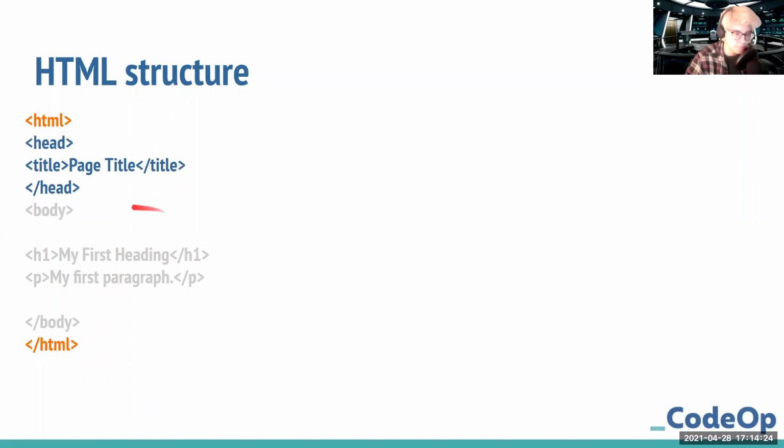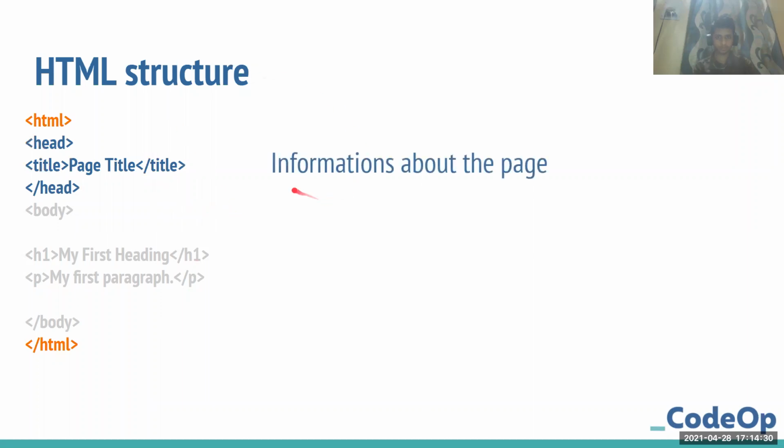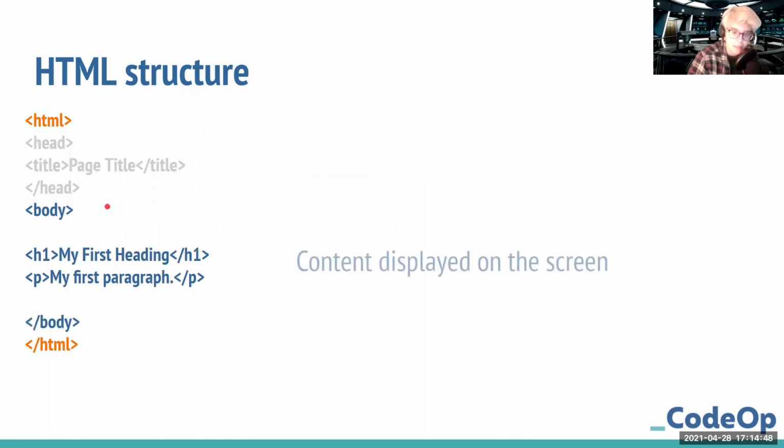And this we divide in two parts. The first one is the head, okay? The head is responsible for displaying information about the page. So all the information about the page will be in the head. For example, the page title and so on. And the body. So the body will be the content displayed on the screen. And in this workshop, we are going to just code in the body. Okay, so every content that you see in a website is in the body section. And it's there that we code.